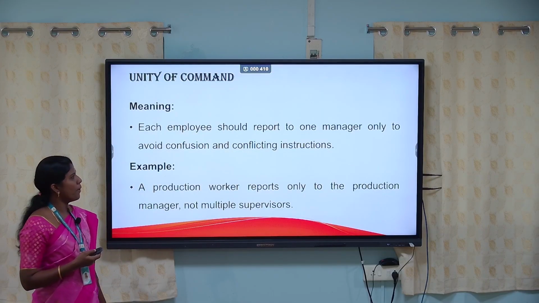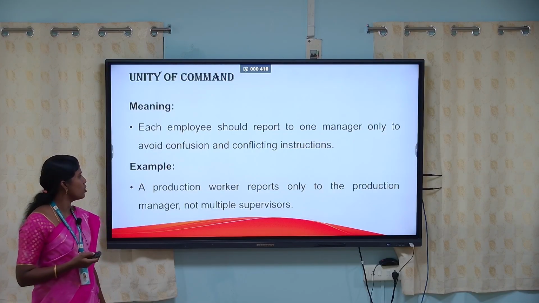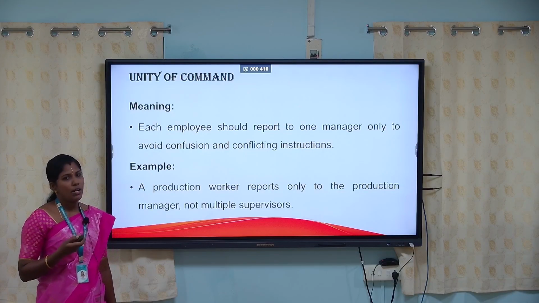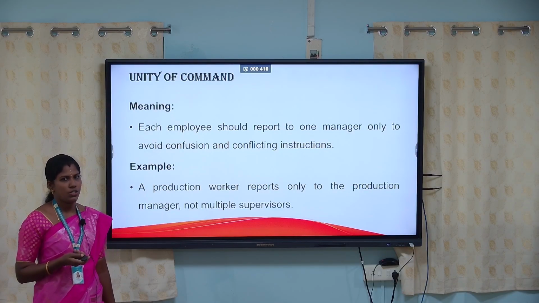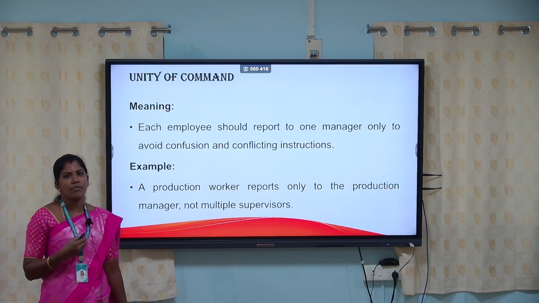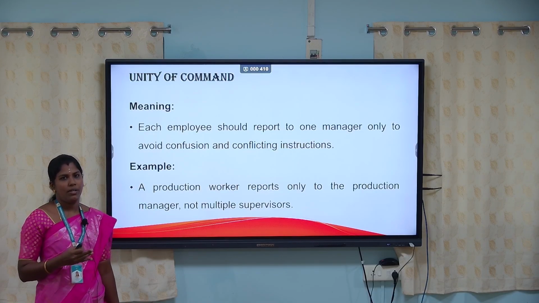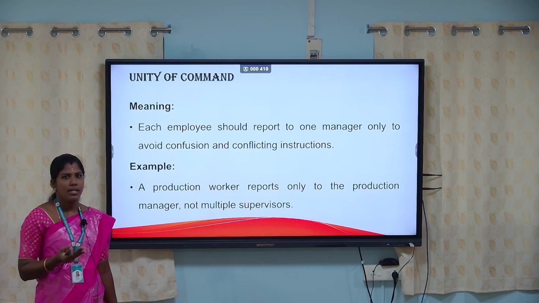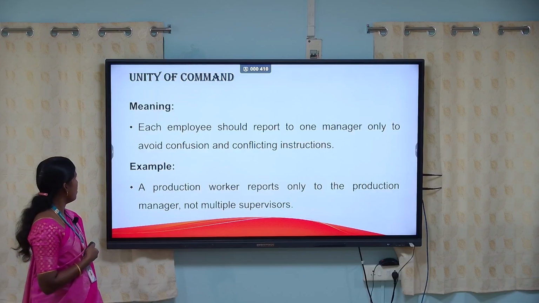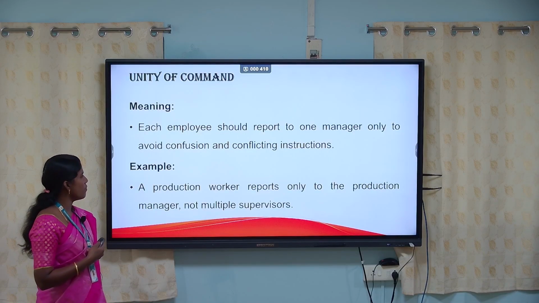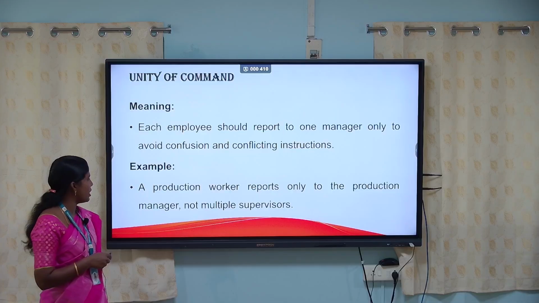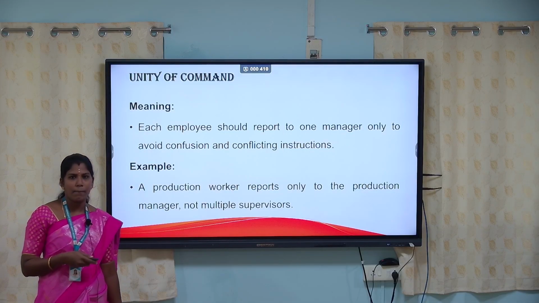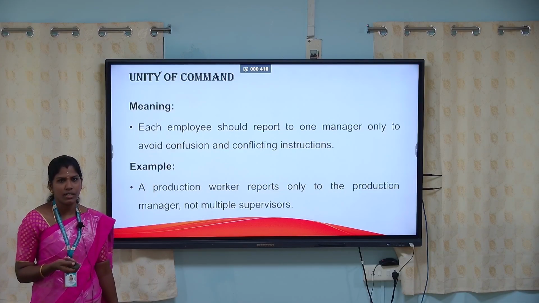The meaning: each employee should report to one manager only, to avoid confusion and conflicting instructions. There is only one boss in that organization. Then only the instruction will be coming from that one boss, and they do better. But if one or more employees have some confusion about what work will be done and in what way they are completing it. An example for unity of command: a production worker reports only to the production manager, not multiple supervisors. With this type of instruction given to the employees, they are not confused with that work, they are not delayed with that work.